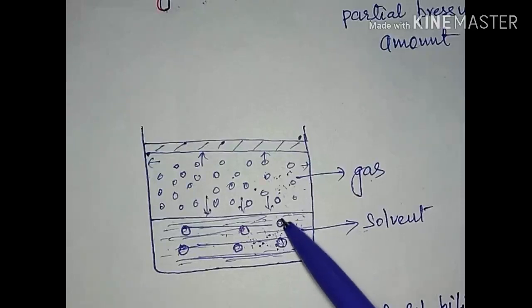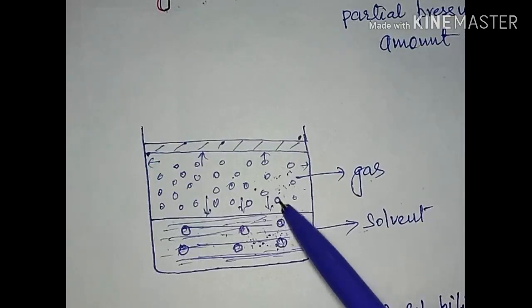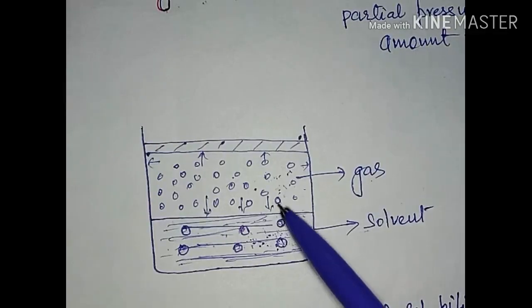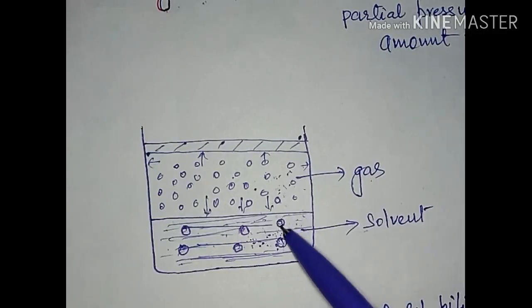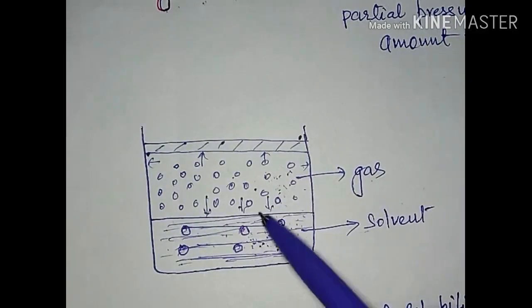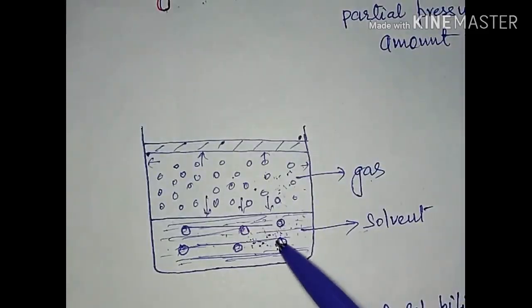The intermolecular force will be higher if the gas is polar. So if the solvent is water or any polar solvent and the gas molecules are also polar, dipole-dipole interaction, or in some cases hydrogen bond, like in the case of ammonia or SO2, will be formed between the solvent molecules and the gas molecules. So this type of gas will dissolve to a greater extent, and their solubility will be high.